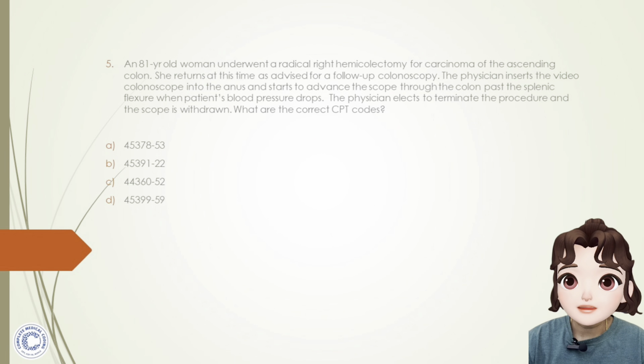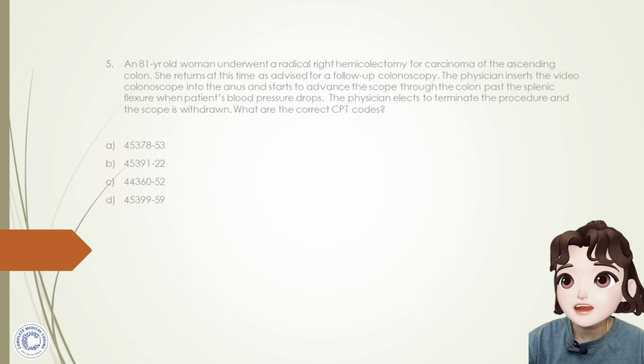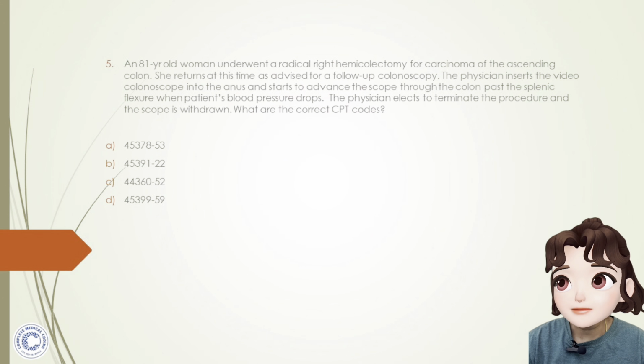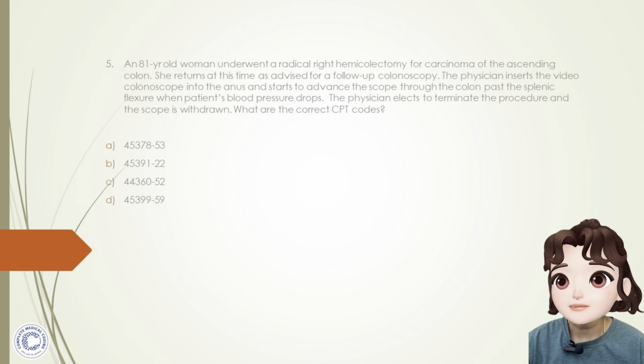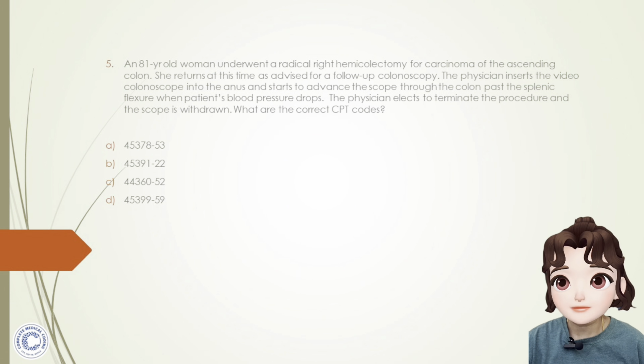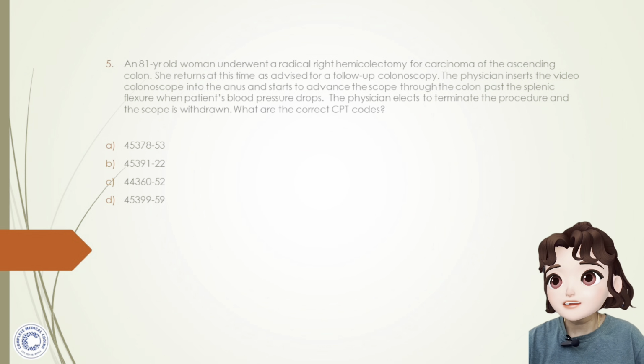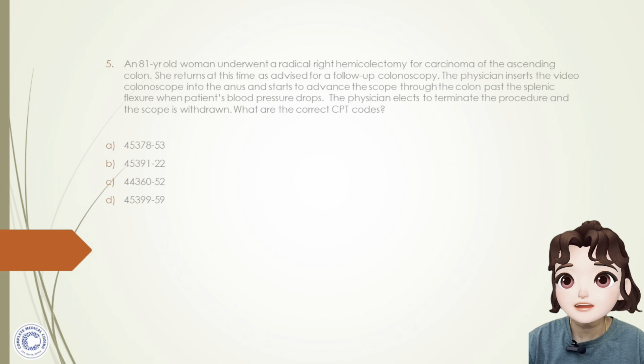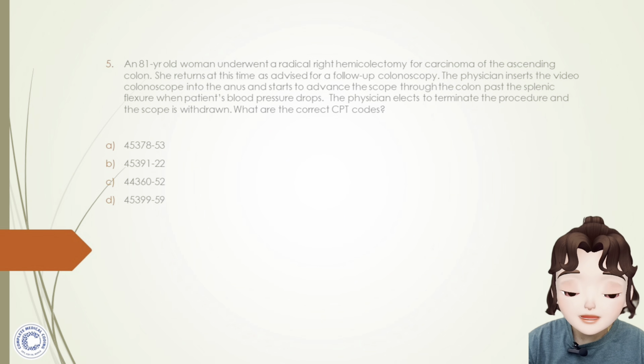Let's look into one more question. An 81-year-old woman underwent a radical right hemicolectomy for carcinoma of the ascending colon. She returns at this time as advised for a follow-up colonoscopy. The physician inserts the video colonoscope into the anus and starts to advance the scope through the colon past the splenic flexure when the patient's blood pressure drops. The physician elects to terminate the procedure and the scope is withdrawn. What are the correct CPT codes?